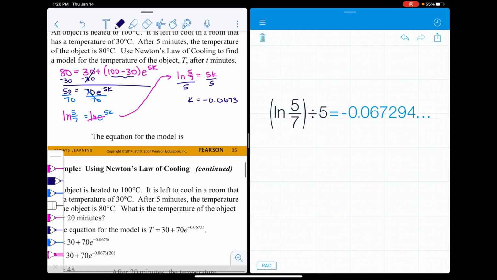The equation of the model is, now we go back to that initial one, T is equal to 30, that's our starting point, plus 70, because we simplified that 100 minus 30 down. I'm going to run out of space because I'm writing a little too big, so I'll write it up over here. So then we're going to have 70 e to the negative 0.0673 t, where t is just the time in general.